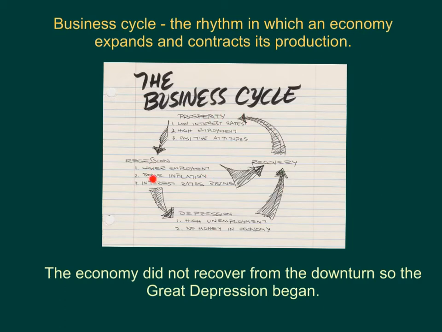That's the business cycle. The economy did not recover from the downturn, so when it hit a recession, it didn't recover and continued to go down, and that's when the Great Depression began.